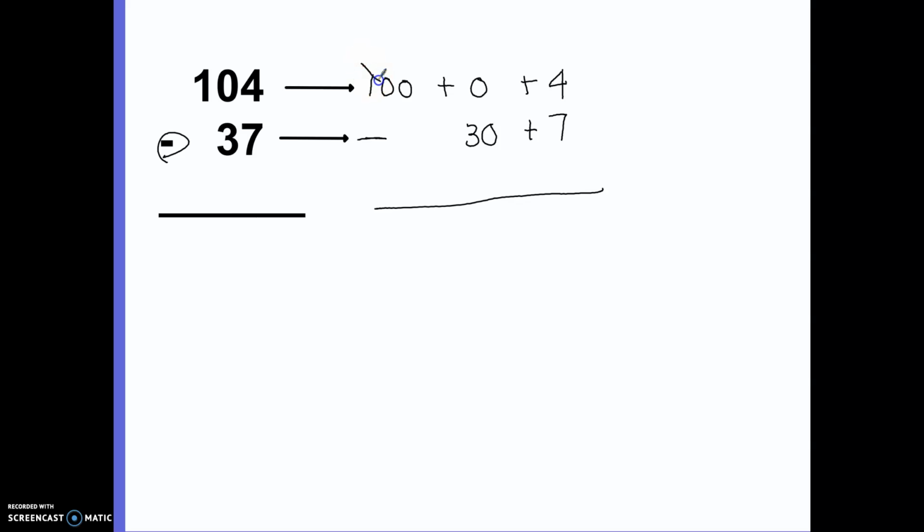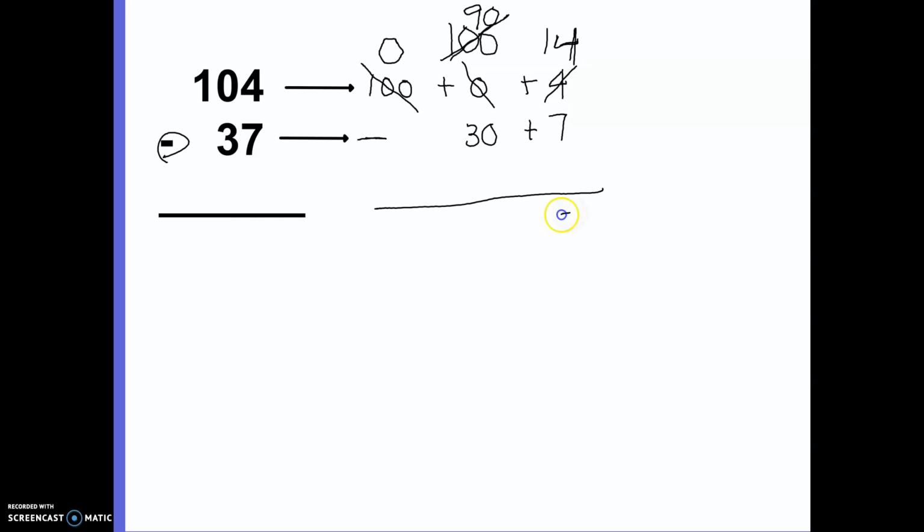I'm going to trade one of my hundreds, which I only have one, so I'm not going to have any of those left. And I'm going to give that 100 over here. Okay, now I can't subtract 4 minus 7, so I need to trade from my tens. I'm going to take 10 away, so I had 100. If I take 10 away, I'm going to have 90, and I'm going to put that 10 over here, and I have 14. Now, let's subtract.